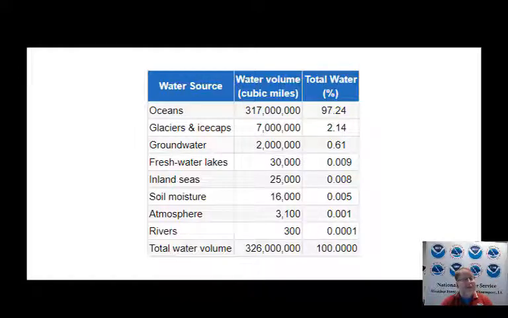The one that's really interesting to me here is the atmosphere. Now, the atmosphere down here is 0.001% of all the water in the world. When we look at the water by volume, we're talking cubic miles. A mile by a mile by a mile, that's a pretty big swimming pool. We have 326 million cubic miles of water on our planet, yet 0.001% is in the sky.